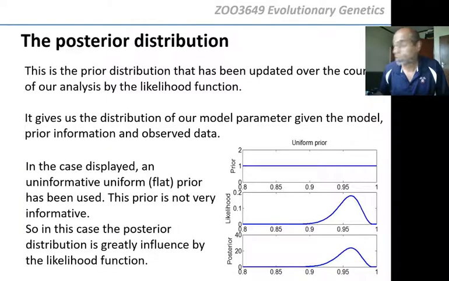All right, so it gives us the distribution of our model parameter given the model, prior information and the observed data. So you can see here that, okay, here's our prior information, and our prior, we said, is 1. You see the y-axis is 1. Okay, it's a flat uniform prior. Okay, but it's 1. And our likelihood function, it's got low, low, low, low, low. Its likelihood rises, rises, rises, rises, rises to the maximum likelihood there, and falls down, down, down, down, down.